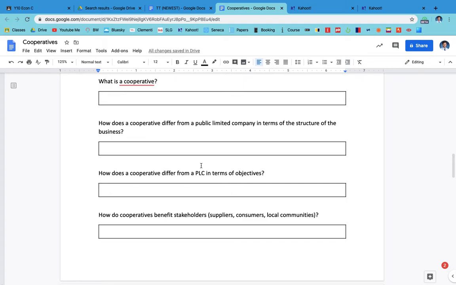Okay, so I guess it doesn't really have parallels with socialism, not really, because it's still a free market business providing goods and services using the forces of supply and demand. But it's not just following the free market. Okay, so how does it differ from a PLC?